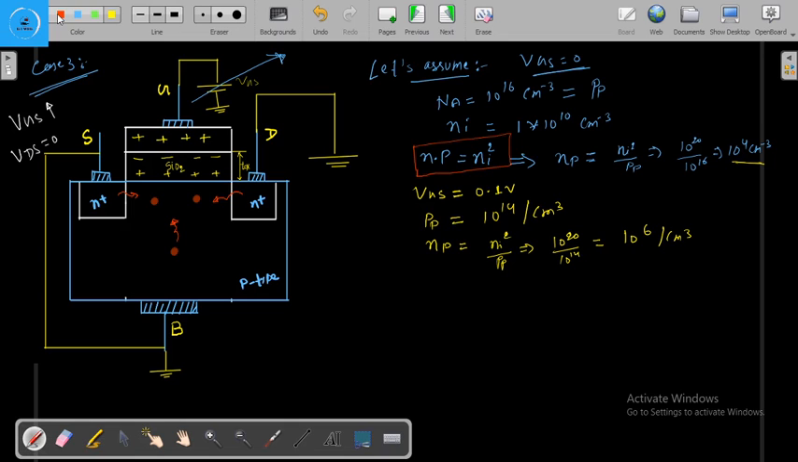Now we are again increasing the VGS to 0.2 volt. When we increase the VGS by a small amount again, more electrons from the source and from the drain will come here.